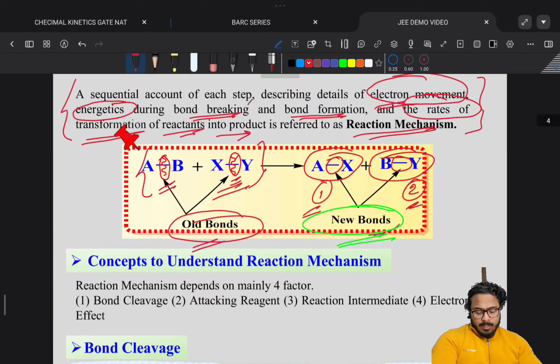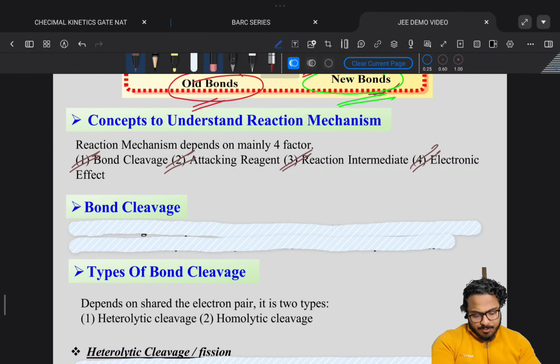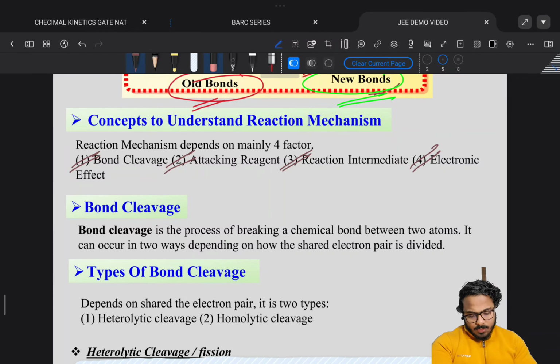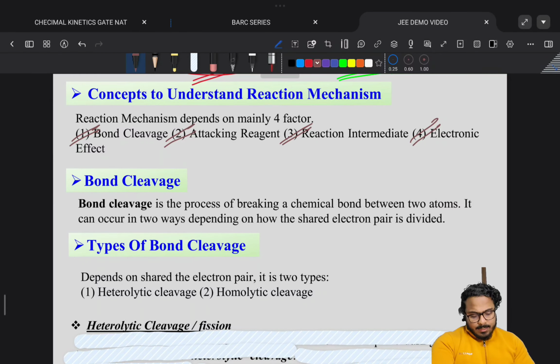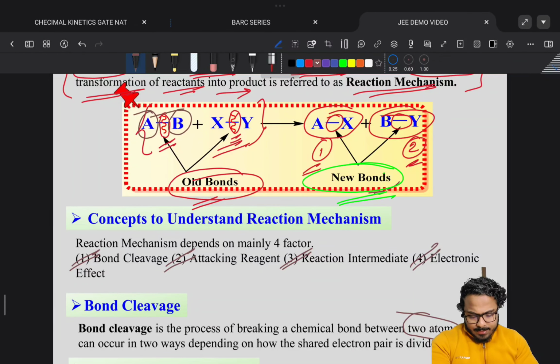Next, what is bond cleavage? Let's reveal the definition of bond cleavage. As you can see here, bond cleavage is the process of breaking a chemical bond between two atoms. Here you can see two atoms or two substrates: this is atom 1 and this is atom 2. Here the bond is broken.